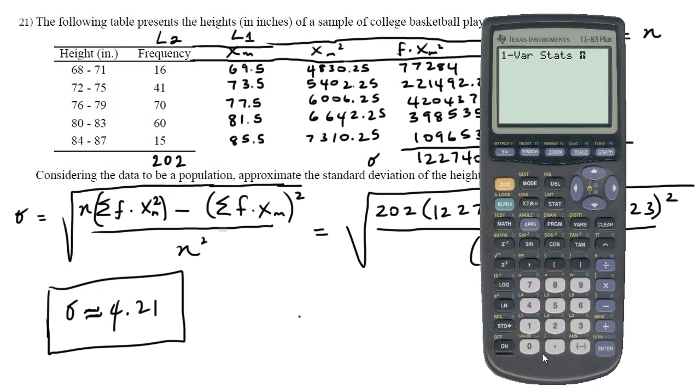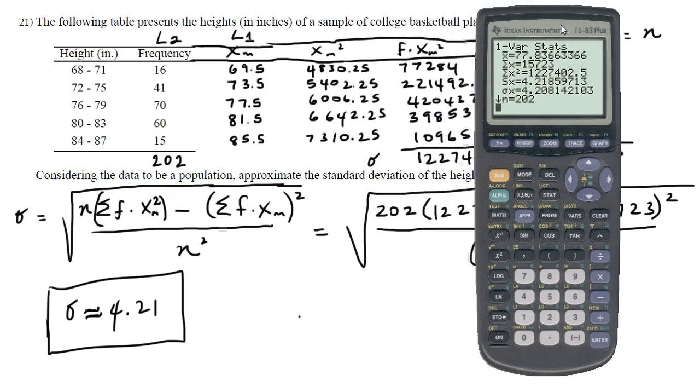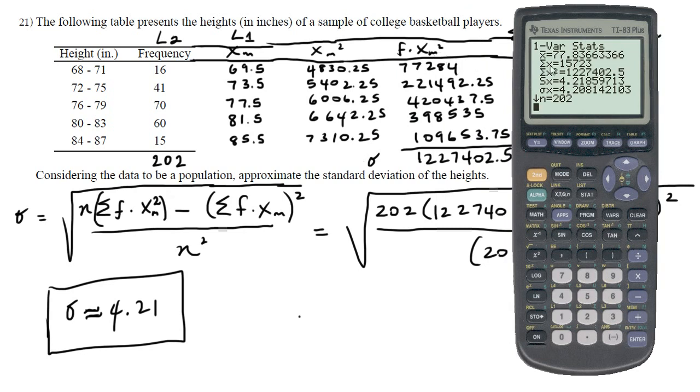You've got to hit second, L1, comma, second L2. One variable stats, you tell the calculator where the data is first, comma, where the frequencies are second. So one variable stats, L1, comma, L2, hit enter. Calculator does it for you. Gives you the mean, the sample mean here. Well, it's population mean for this one. Gives you the sum of the x values, right? The sum of the midpoints. Well, the sum of the frequency times the midpoints, which is what we have here. The sum of the frequency times the x squareds, right here.